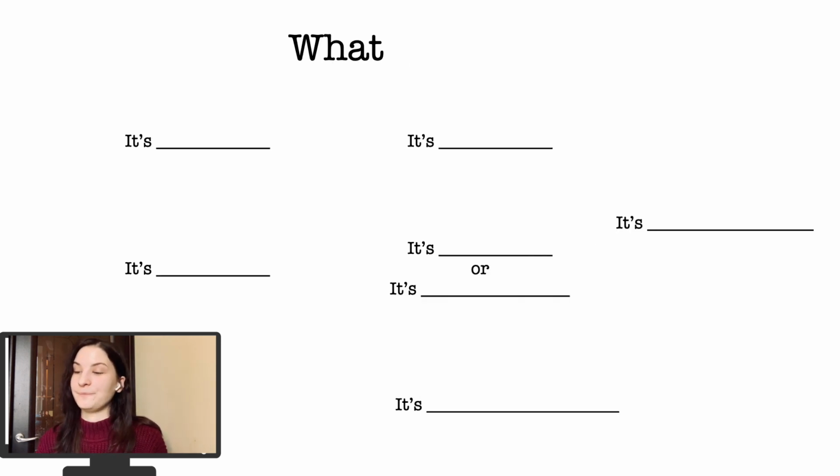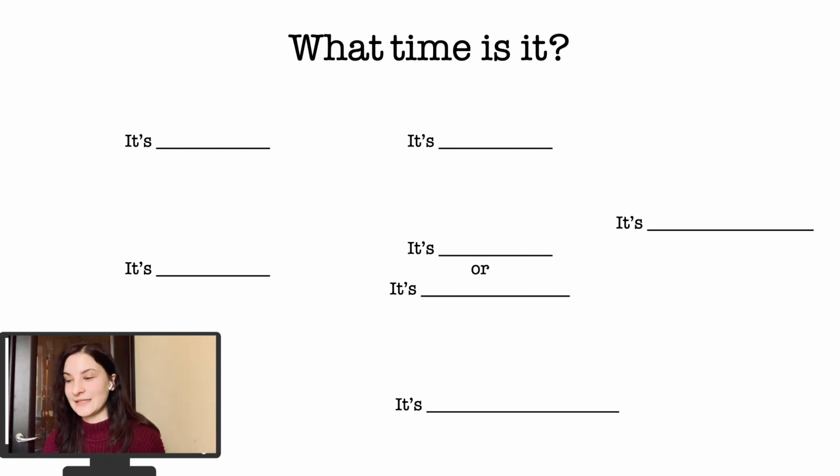We'll start with a game. Let's try to remember the question. When we want to know about the time, we need to ask, what time is it? This game has 3 levels. Level number 1 is the easiest, and level number 3 is the most difficult level ever. Let's start with the first one.